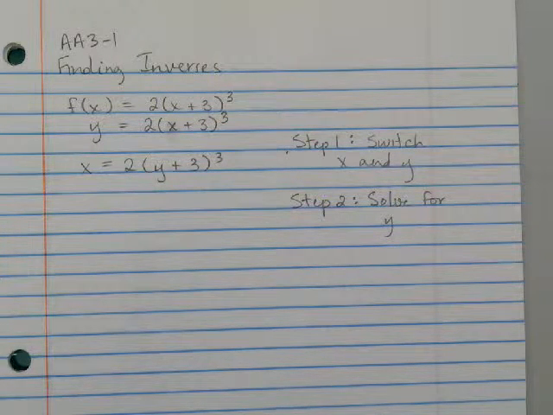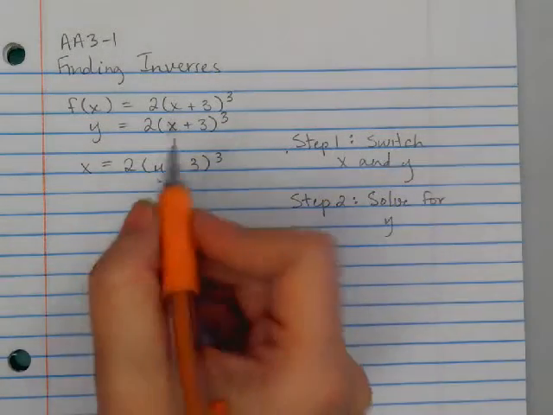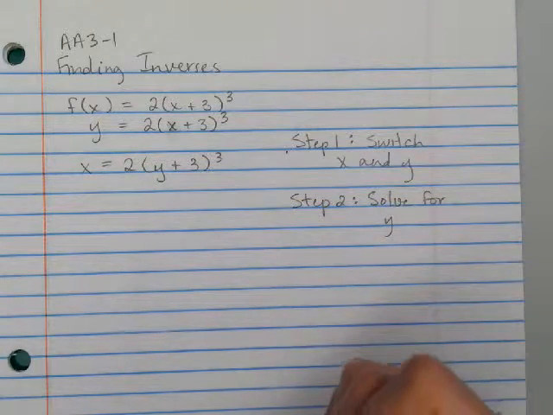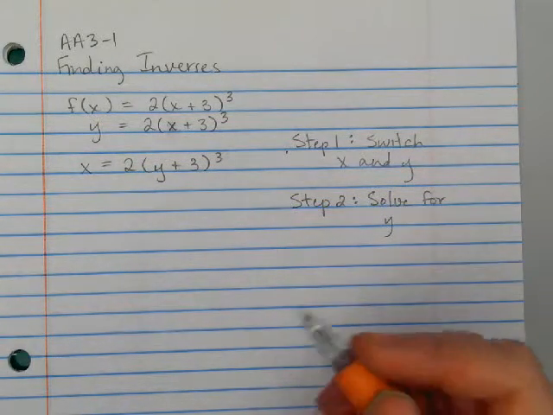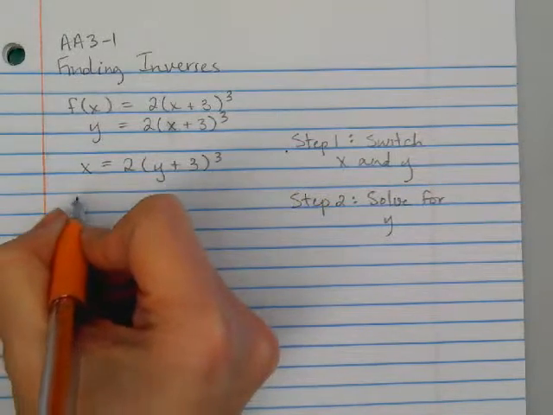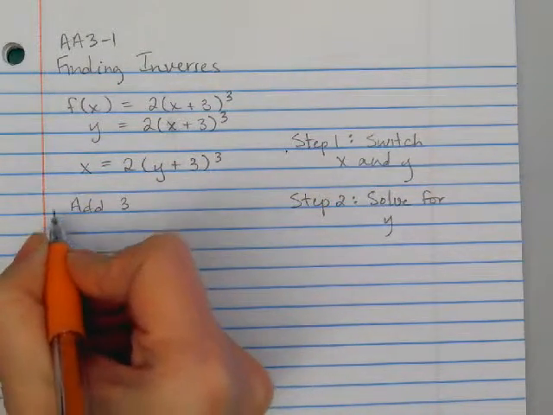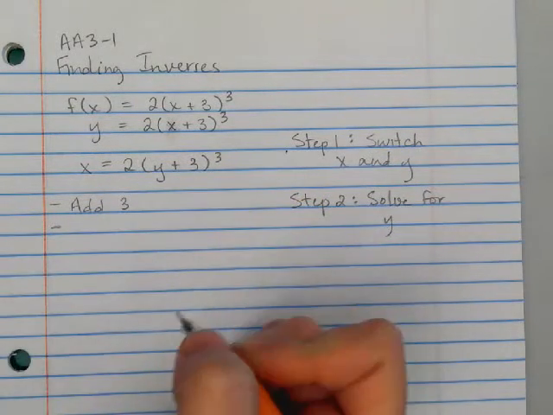I'm going to do this 2 different ways, so I'll show you both of them. What's the first thing that you would do to y in the order of operations? Add 3. Then what would you do? After you add 3, what would you do? Cube it. Then what? Multiply by 2.